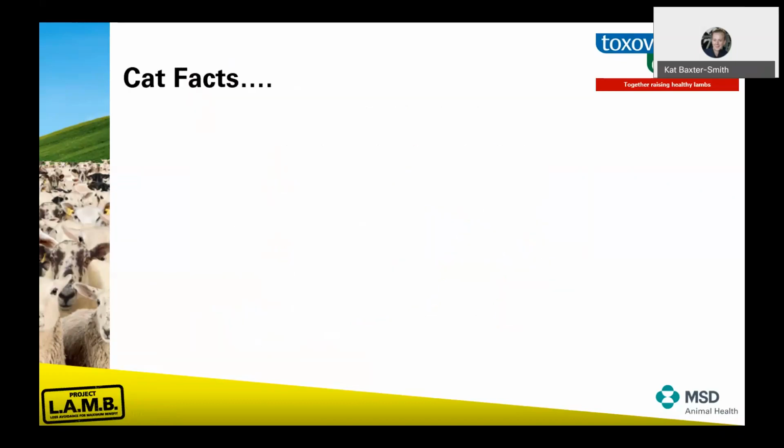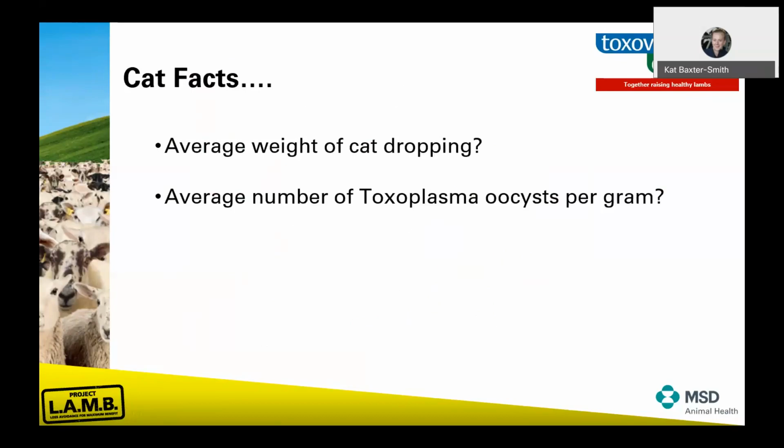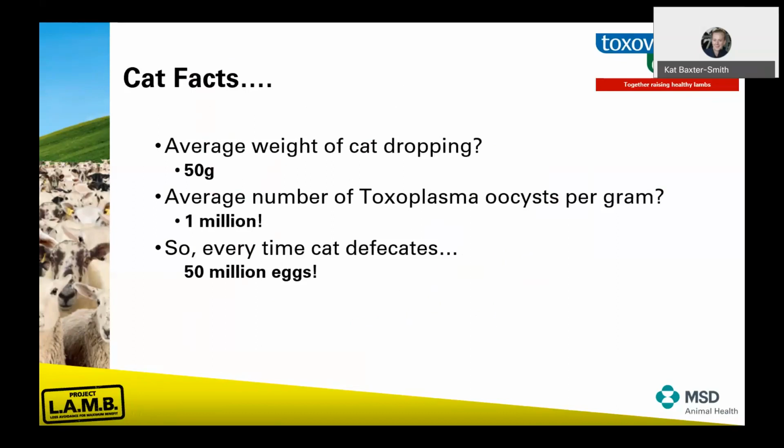So some facts about the cat part of the cycle. The average weight of a cat dropping is, let's have a look, 50 grams. Average number of Toxoplasma oocysts per gram, 1 million. So you're already getting 50 million eggs. So every time a cat defecates, there's 50 million eggs into the environment. So that is a lot of eggs.